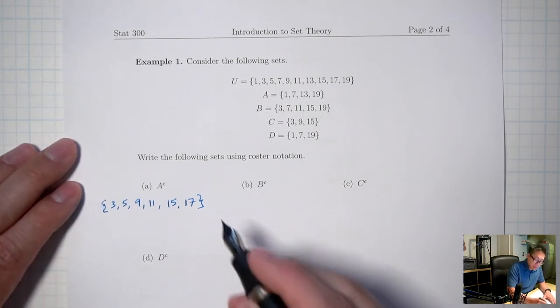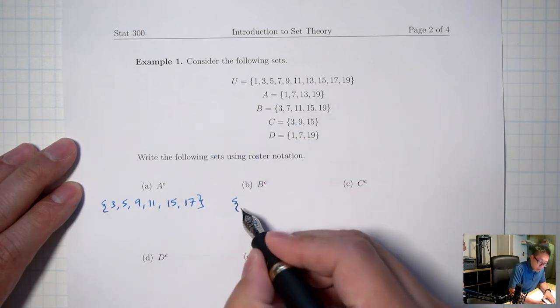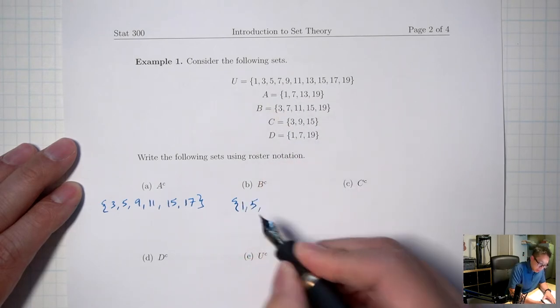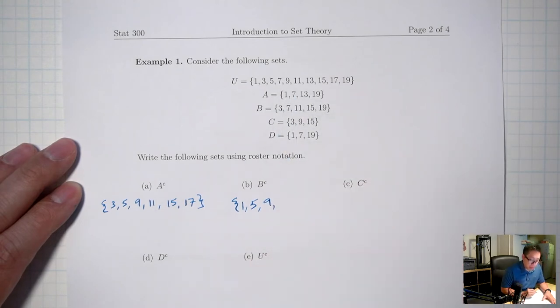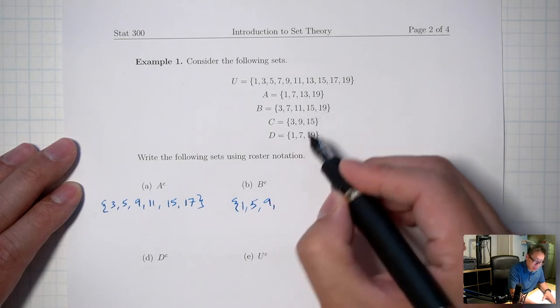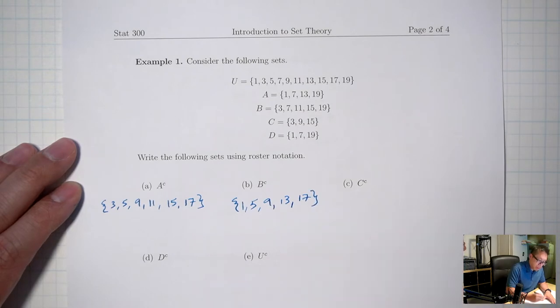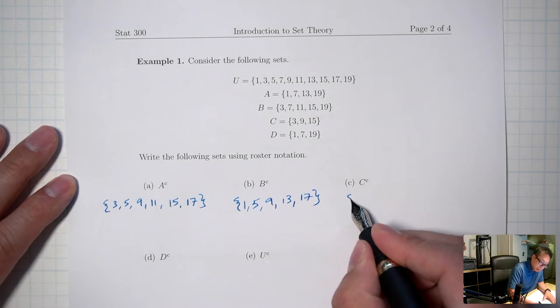Next up is B complement. Once again, go through your universal set and just pick out all the ones that are not in B. So what's not in B? 1 is not in B. Looks like 5 is not in B. What else? 9 is not in B. 13 is not in B. And 17 is not in B. And that's B complement.